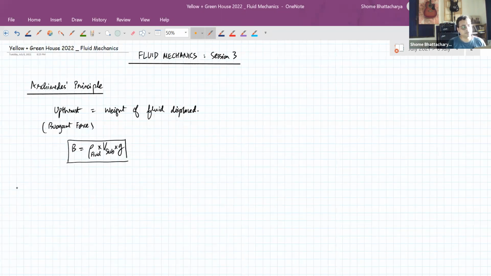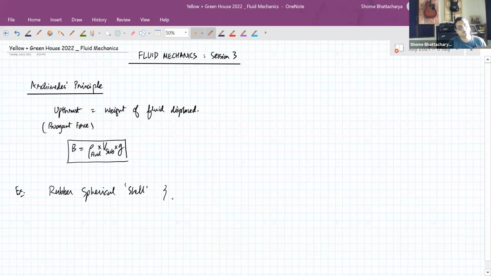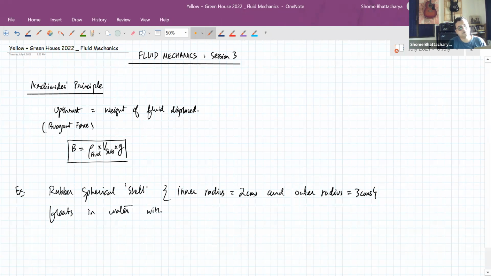So let's look at an example question. Now we have a rubber spherical shell which has an inner radius of 2 centimeters and outer radius of 3 centimeters. Okay. It floats in water with half of it submerged.